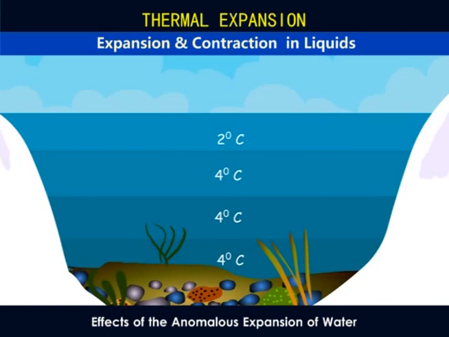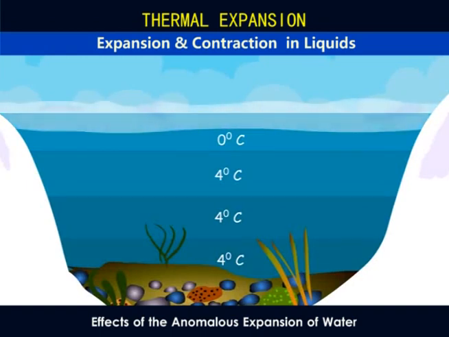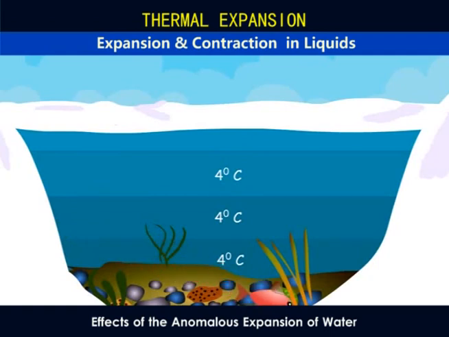As a result, it becomes lighter than the rest of the water and remains at the surface of the lake. The temperature of this water goes on to decrease to 0 degrees Celsius and is finally converted to ice. As ice is a bad conductor of heat, water below the surface remains at 4 degrees Celsius. This enables the fish and other aquatic animals to remain alive in this water.